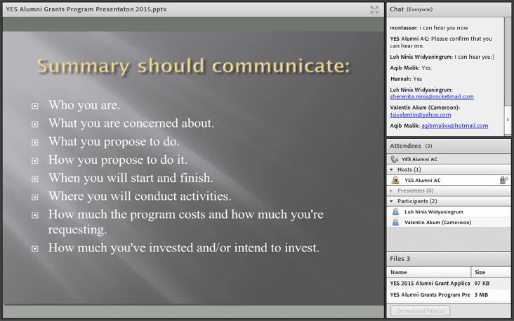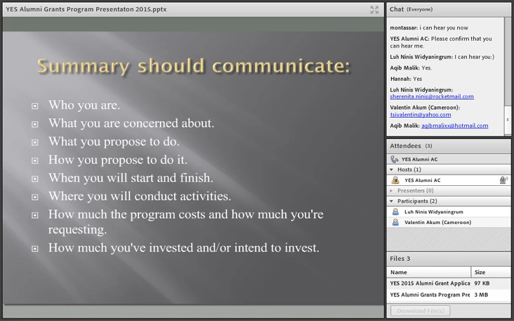The summary should communicate who you are really quickly, because if you're going to someone, including the reader of the application, they don't know you. Let us know a little bit about you. What's your concern? What is it that you propose to do? How do you propose to do it? Give us an idea of start and finish. Tell us where. And actually, oftentimes, it's important to tell us where and why. Why are you doing it there?